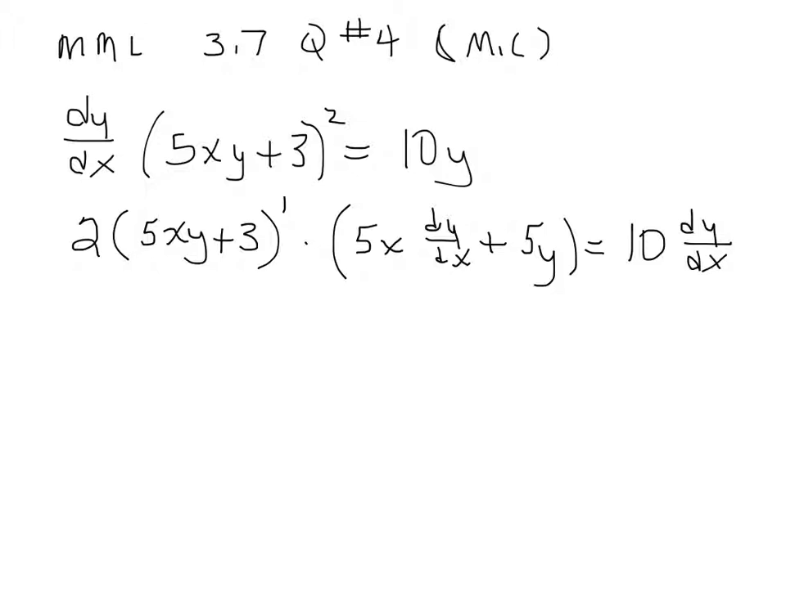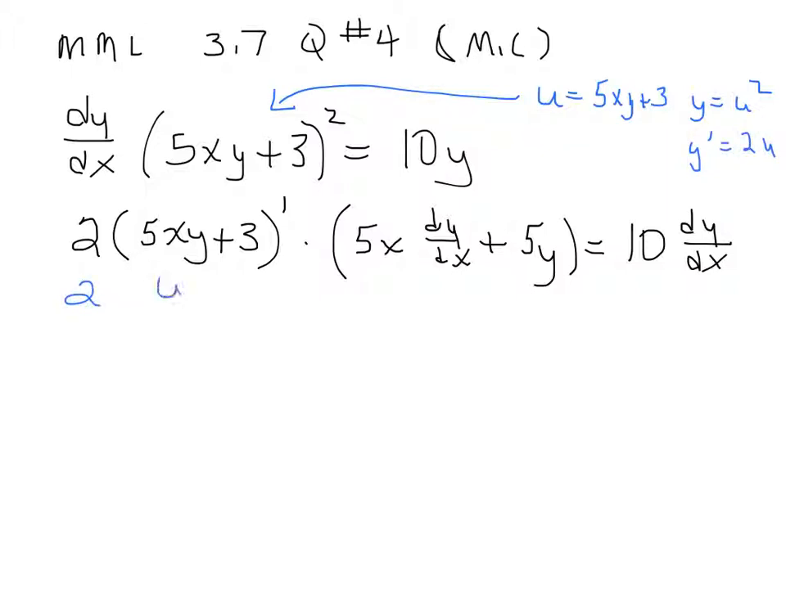So once again, for those of you that don't like my way, this is u equals 5xy + 3, and y equals u squared, and y prime equals 2u. That's 2u, and that's u prime. So I'm doing the same thing, I'm just not writing all that over there. And so now what I would do is take this entire piece and multiply it by that. Take this entire piece and multiply it by that.